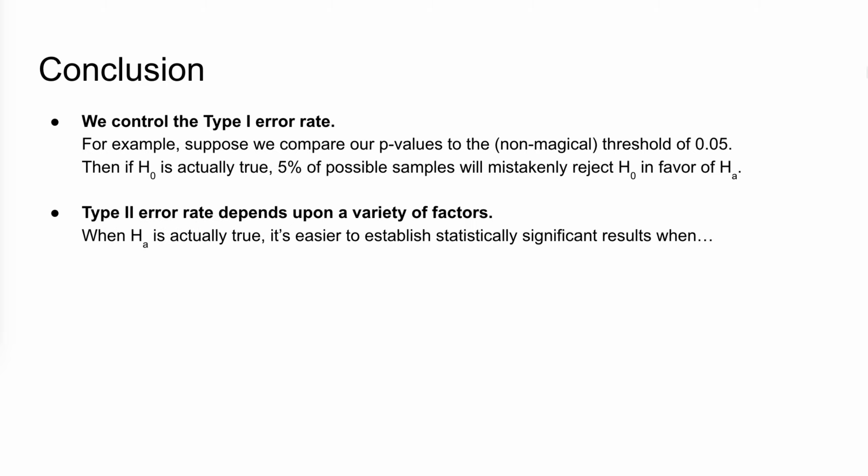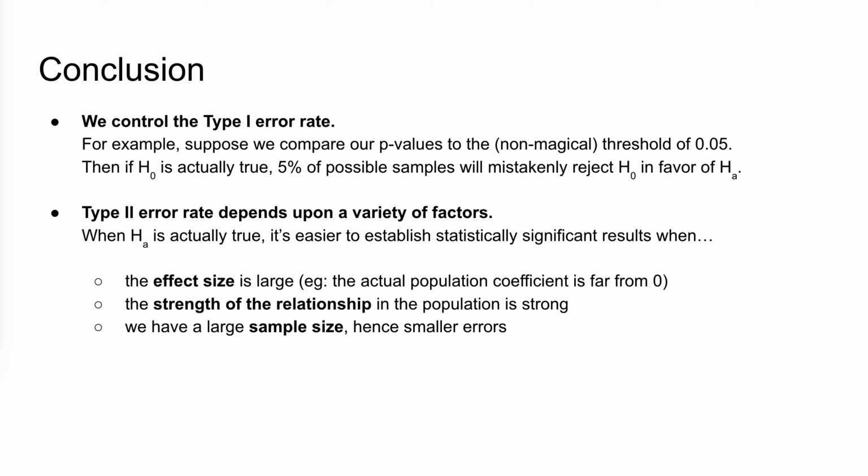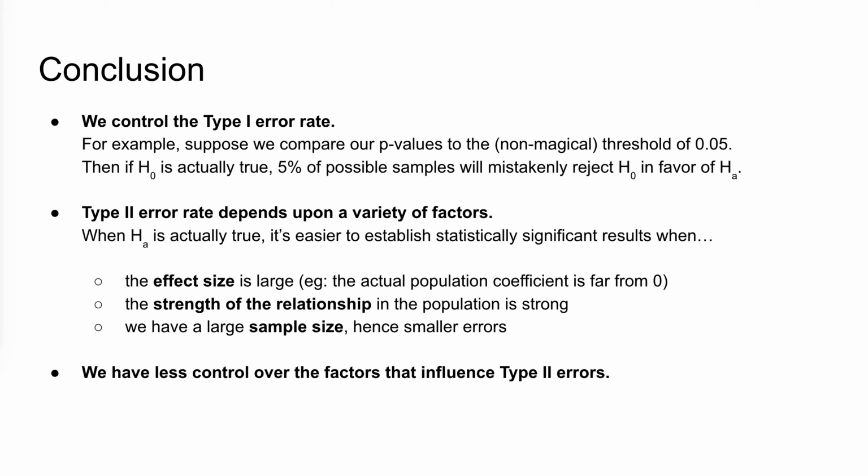In contrast, the type 2 error rate depends upon a variety of factors. We observed that when the alternative is actually true, it's easier to establish statistically significant results when the effect size is large, that is, when the actual population coefficient is far from 0, when the strength of the relationship in the population is strong, and or when we have a large sample size, hence smaller errors. Unfortunately, we have less control over the factors that influence type 2 errors.